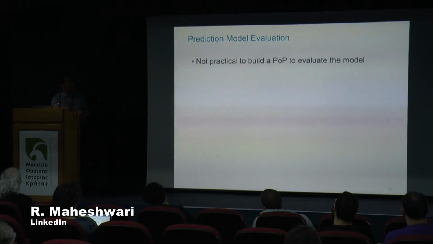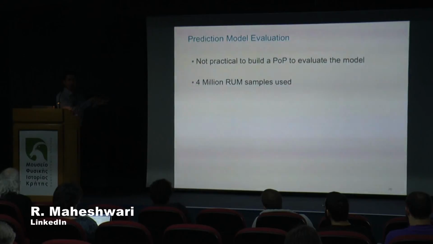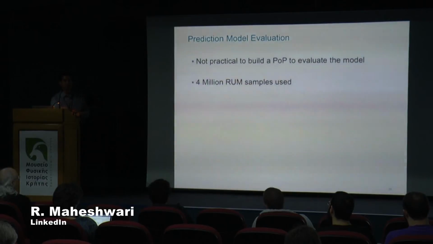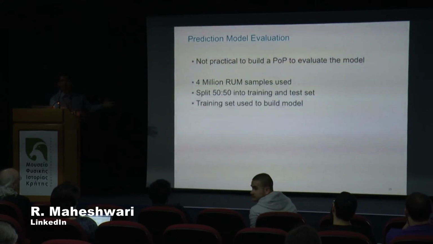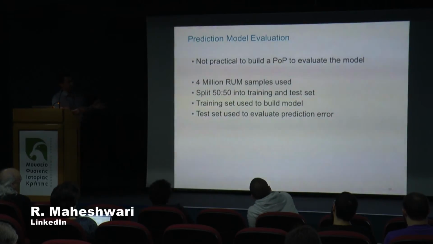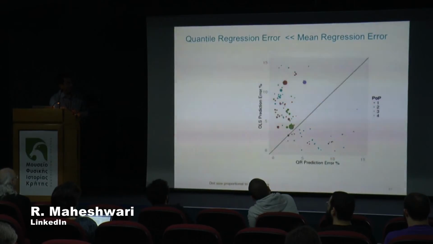So what we did was we took data which was used for a previous POP. Let's say the Florida POP. We used the RUM data that goes to the Florida POP, 4 million of those samples. We split them 50-50 into a training and test set. The training set was used to build the model. That's how regression works. The test set was then used to figure out whether the model was actually predicting the actual page download time that we know.